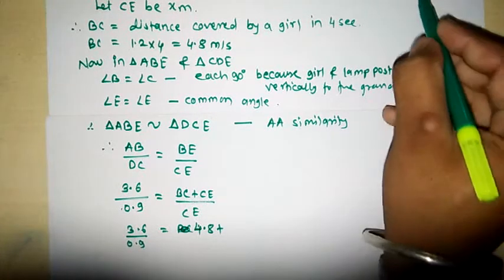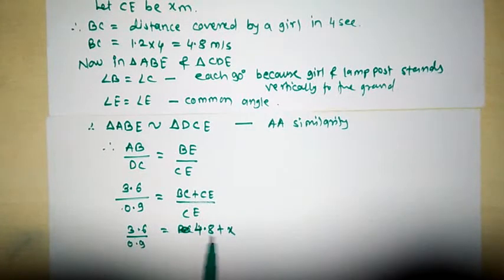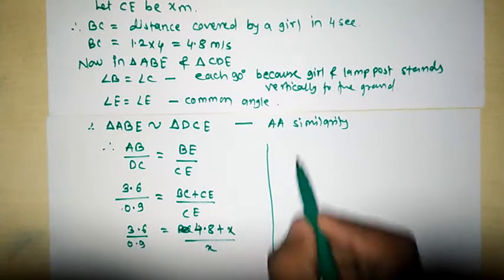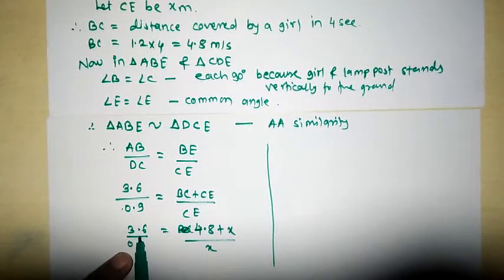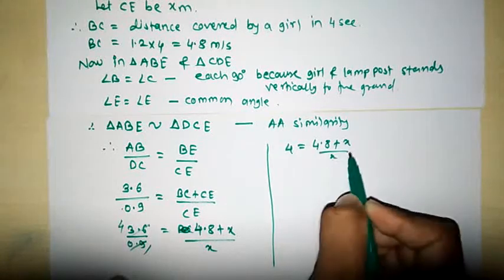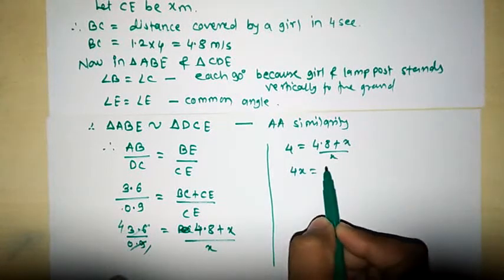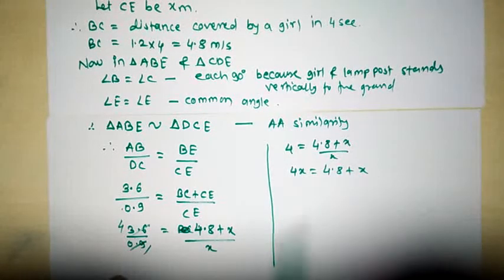What is the value of CE here? CE we have assumed x meter. Put here x instead of CE, divided by x. I will solve here. In the numerator there is a single digit after decimal, and in the denominator also there is a single digit after decimal. We can directly divide it. 9 ones are 9, 9 fours are 36. We got here 4 is equal to 4.8 plus x divided by x. Send this x to this side, it will go in multiplication. Therefore 4x is equal to 4.8 plus x.